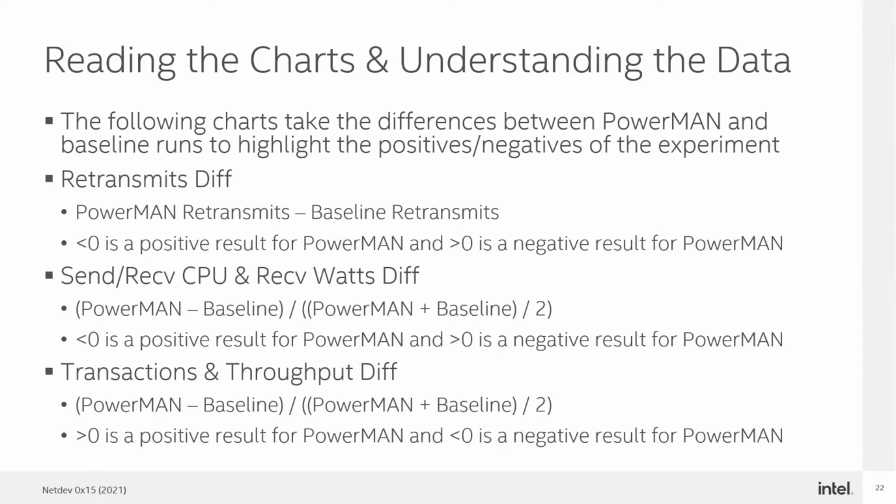If the retransmits are negative, it shows a benefit towards PowerMAN because we're having fewer retransmits. If the CPU and power percentages are negative, this also shows a benefit towards PowerMAN. And a positive transactions and throughput percentage shows a benefit towards PowerMAN as well. Anything opposite of that would be a negative towards PowerMAN, and it's not helping. We also measured RAM watts, but we didn't show it in any of the graphs because the results just weren't significant. Next slide, please.